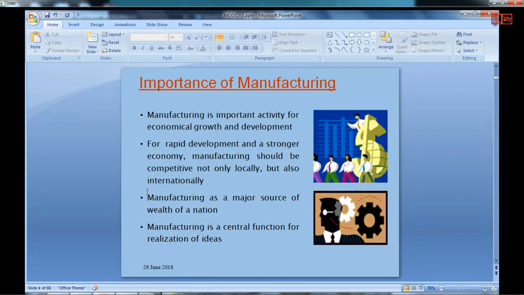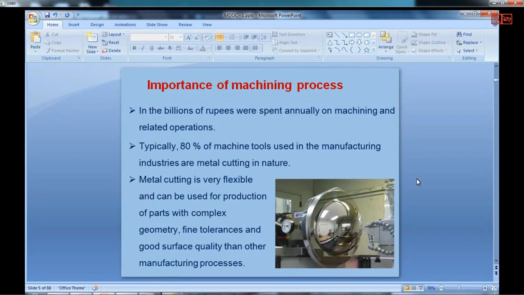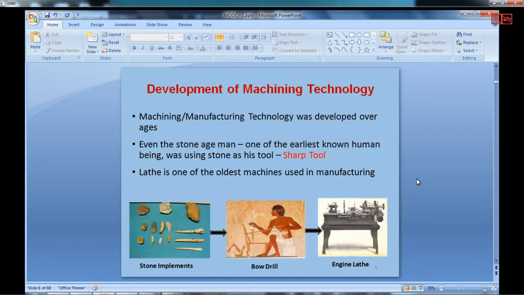And also if you look at the importance of manufacturing, a country's economy is based on manufacturing. If a country has to develop, it has to be based on manufacturing. Then we also saw the importance of machining in this scenario of manufacturing. It says that in all manufacturing areas, 80% is about the machine tools. So in your subject, we are going to study this metal cutting.